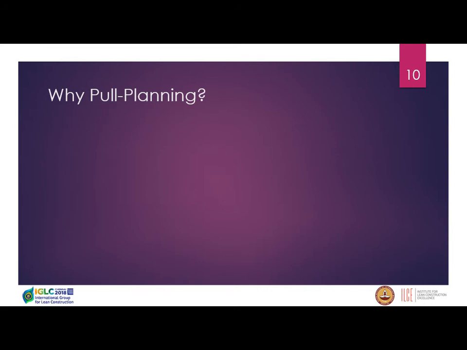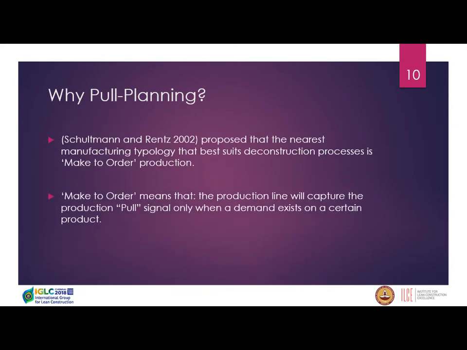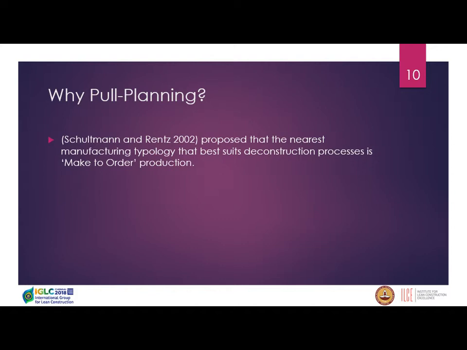So we reached the question of why we thought about pull planning. Although literature was very scarce concerning linking pull planning or lean principles in deconstruction projects, it was only related to construction waste, but demolition was rarely mentioned. However, Schultmann and Rentz implicitly hinted at pull planning by saying that the nearest manufacturing typology that best suits deconstruction processes is make-to-order production.